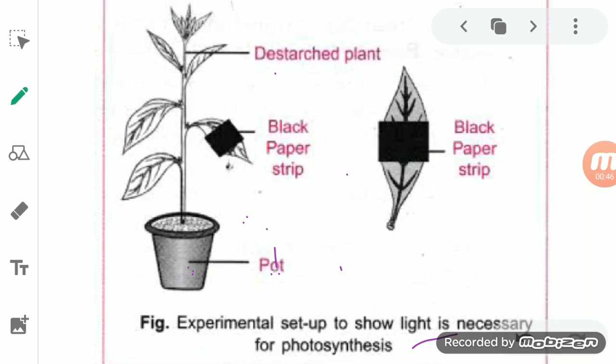Now we have to check that sunlight is necessary. So what we will do is, at first we remove all the starch which is already present in it. Otherwise, when we add the iodine solution at the last, the starch which was already present will show the blue black color and our experiment will be incomplete. That's why we will first remove all the starch present in it.